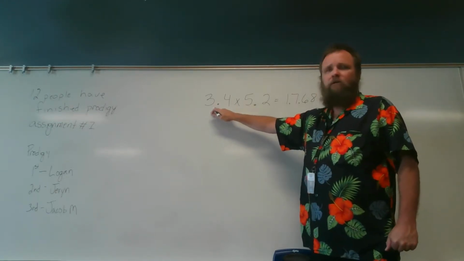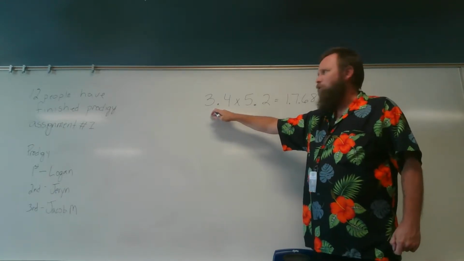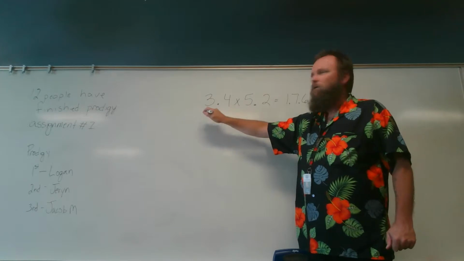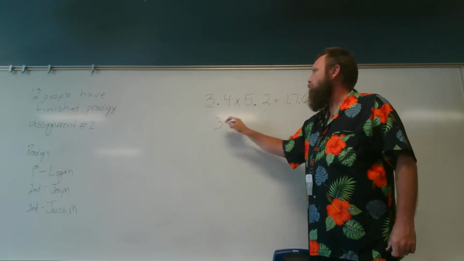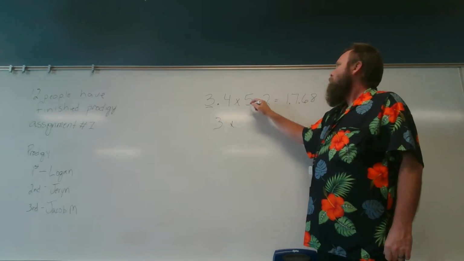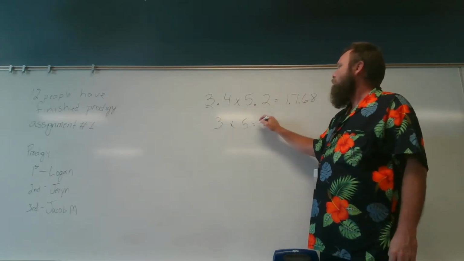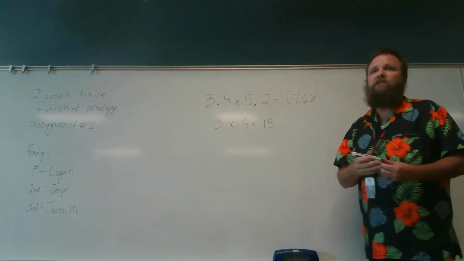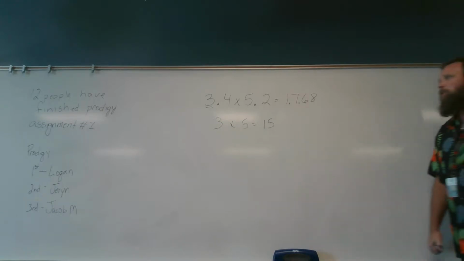How'd you get 3 here? Good, you rounded to the nearest 1, right? The nearest whole number. And 3 4/10 is closer to 3 than 4. 5 2/10 is closer to 5. And since 3 times 5 is 15, my whole number needs to be somewhere near 15. So that is where he came up with that.